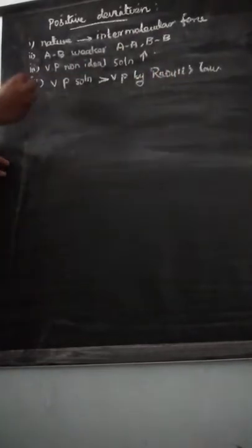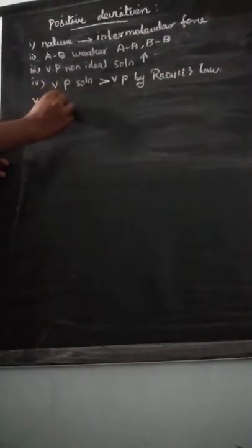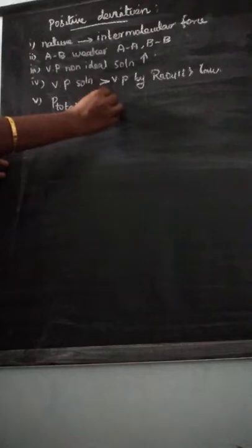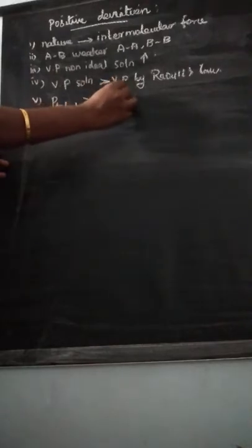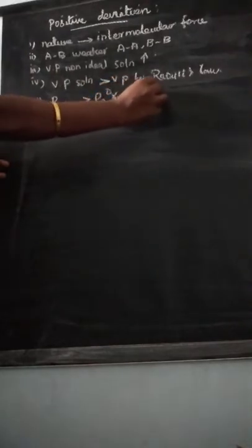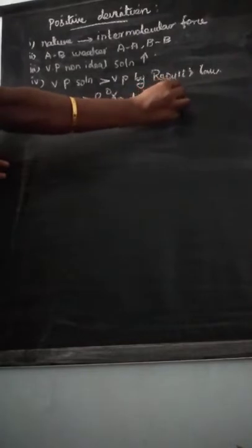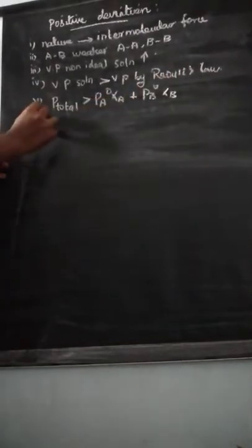Understand? Then we learned some formulas: the P total formula, and PA and PB values separately. P total is equal to PA naught XA plus PB naught XB. After that, the next point we learned is an example.